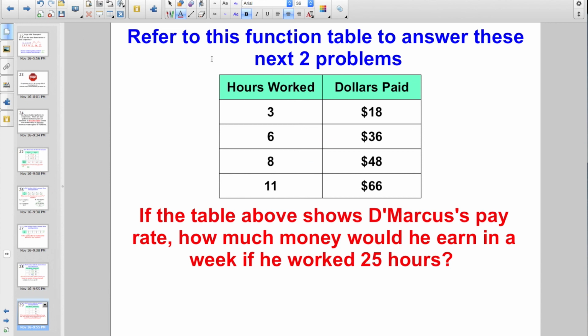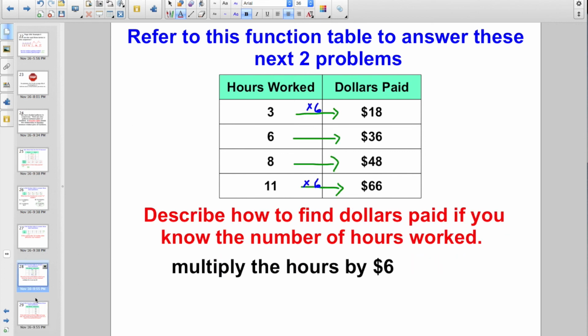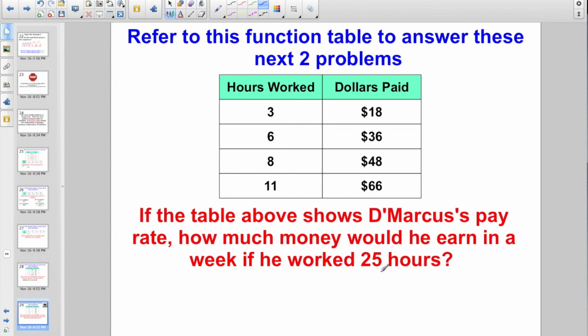One more here. Here it says we're using the same old function. It says, if the table above shows DeMarcus's pay rate, how much money would he earn if he worked 25 hours? Well, we just got done here saying you'd have to multiply the hours by $6, right? So let's go ahead and do this. 25 hours times $6. 5 times 6 is 30. I'm going to write down my 0. I'm going to carry my 3 over here. 6 times 2 is 12 plus 3 more. So DeMarcus would take home $150 in his paycheck, but that's before they take out taxes. It would actually be close to about $120.